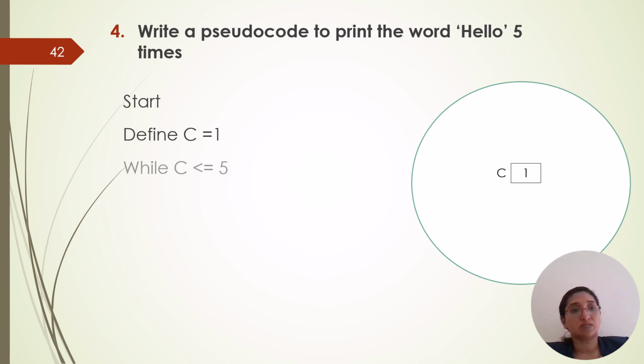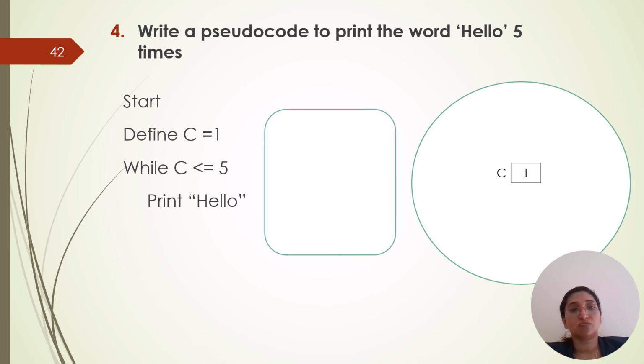So when you write this, this is what happens. While C less than or equals to 5. Now what is the value for C? 1. Is 1 less than 5? Yes. Condition true or false? True. If the condition is true, print hello. Assume this is your monitor. So it displays hello. C equals to C plus 1. What is the value for C? 1. 1 plus 1. C is now 2.